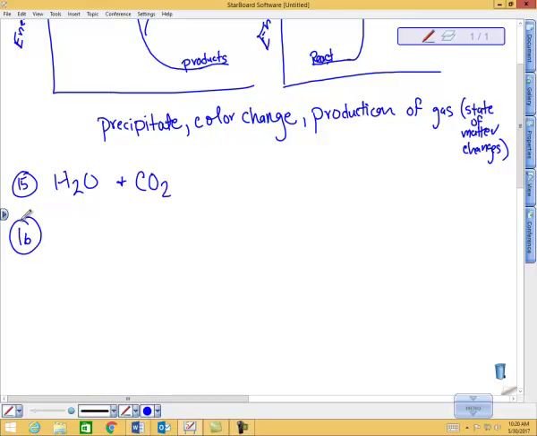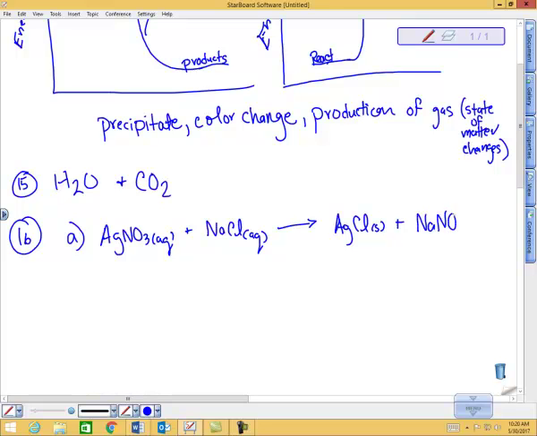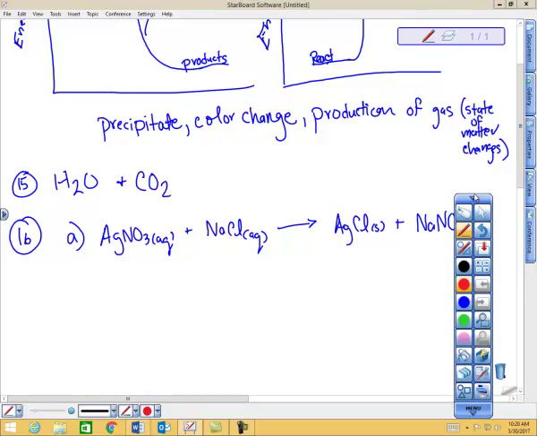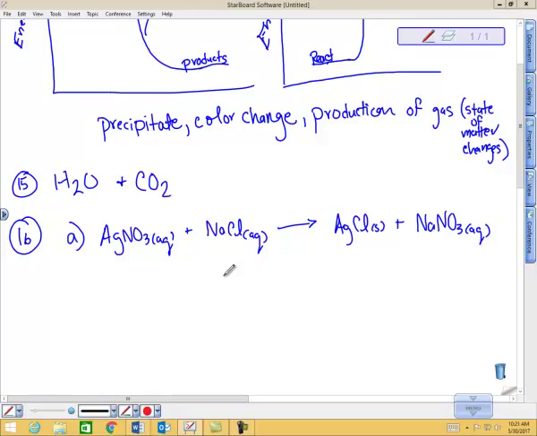Number 16. Write the net ionic equation for the following and identify the spectator ions. Looking at 16 part A, it starts like this: AgNO3, aqueous, plus NaCl, aqueous. On the product side, AgCl, that's a solid, and NaNO3, aqueous. We're going to review, so I apologize if it seems like I'm going slow, but this is a review process, so enjoy.